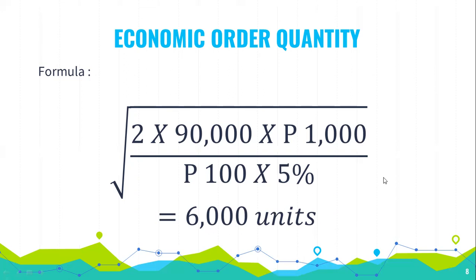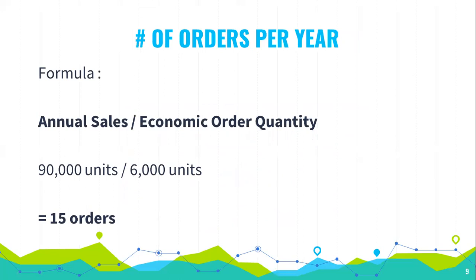And then, next is, we will compute the number of orders per year. The question now is, given the economic order quantity, how frequent must the company order per year? Gaano kadalas sila dapat mag-order? Or how frequent must they order? Okay, so the formula here is annual sales divided by economic order quantity. So we will divide 90,000 units, because this is the annual sales, by the economic order quantity, which is 6,000 units. Therefore, the answer is 15 orders.